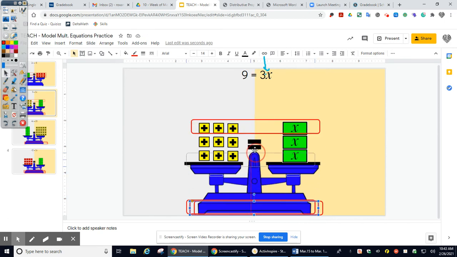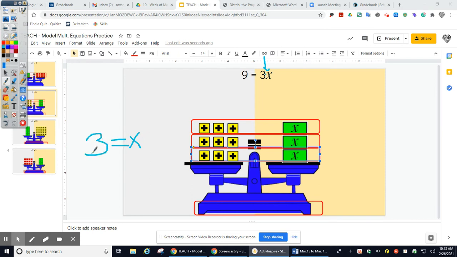So we see that in each group we have 1x equals +3. So in my picture, I have 1x, and it equals 3 positives. Let's see if that works with our equation. 3 times whatever x is, which we're saying is 3, 3 times 3 does equal 9. Okay.